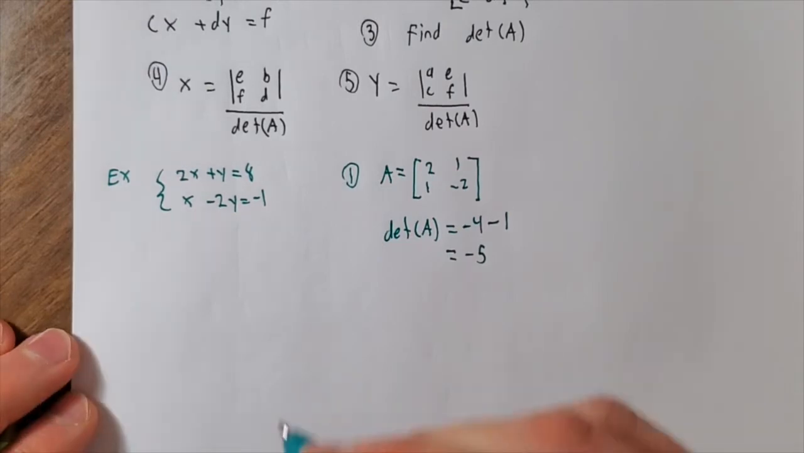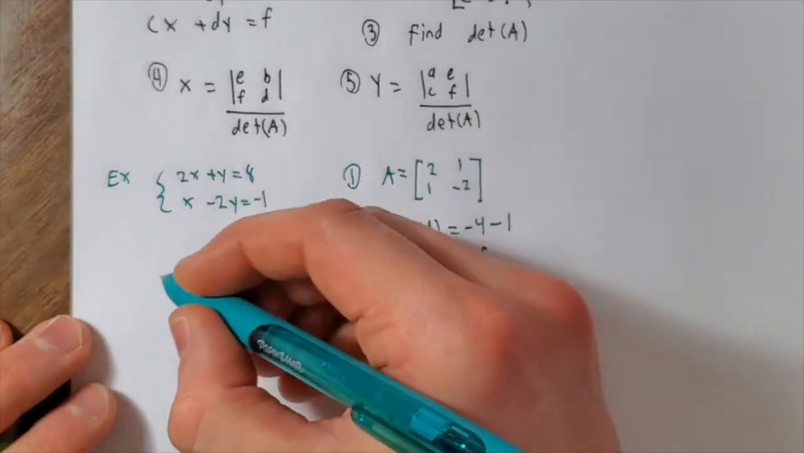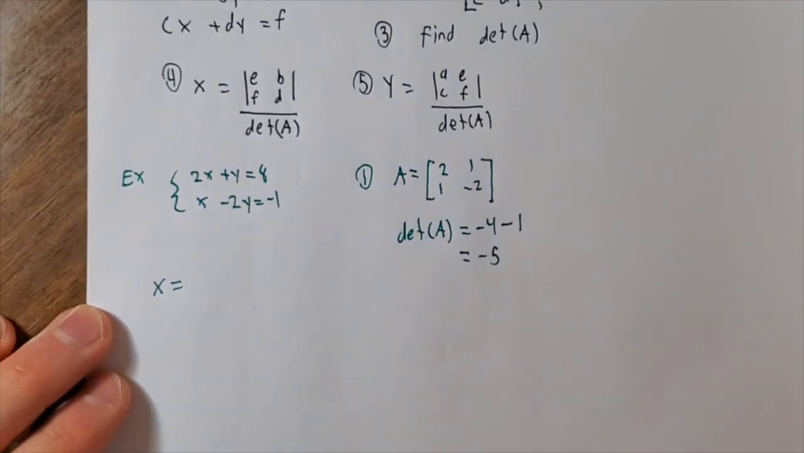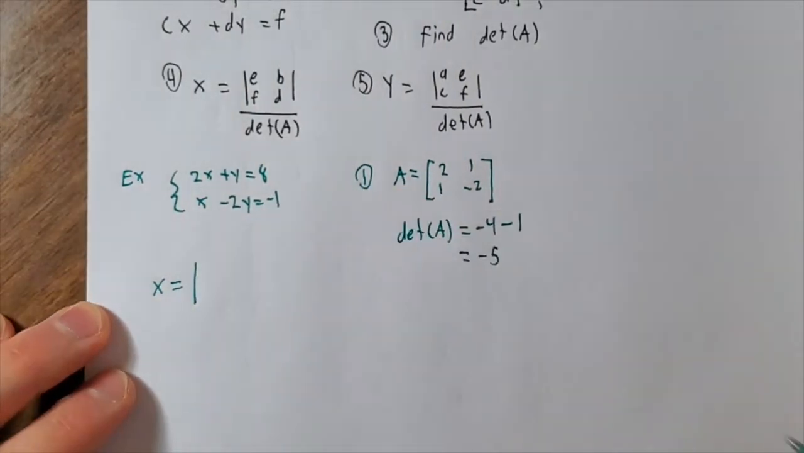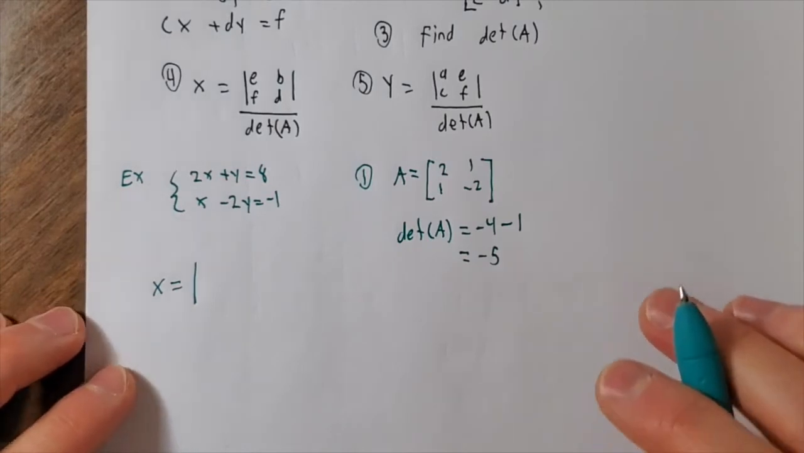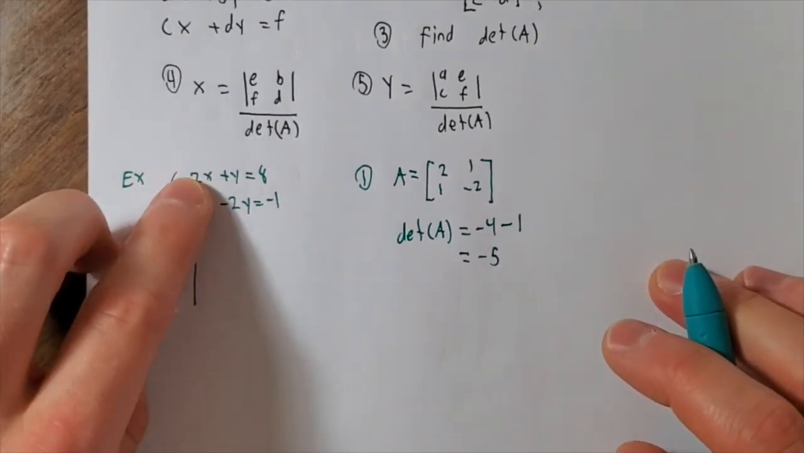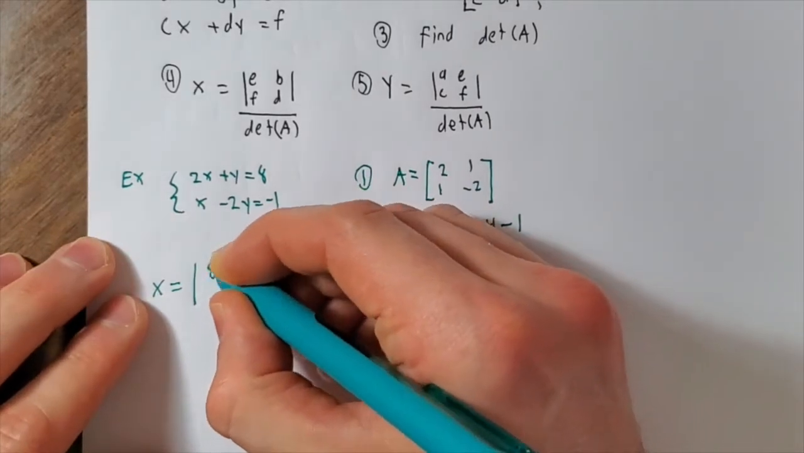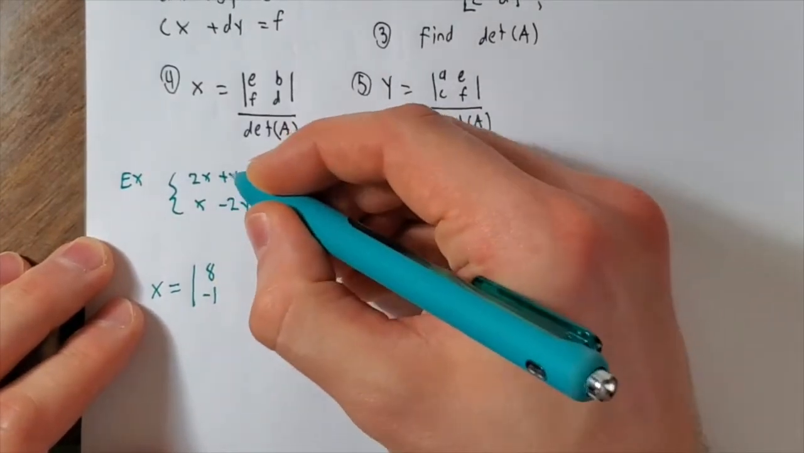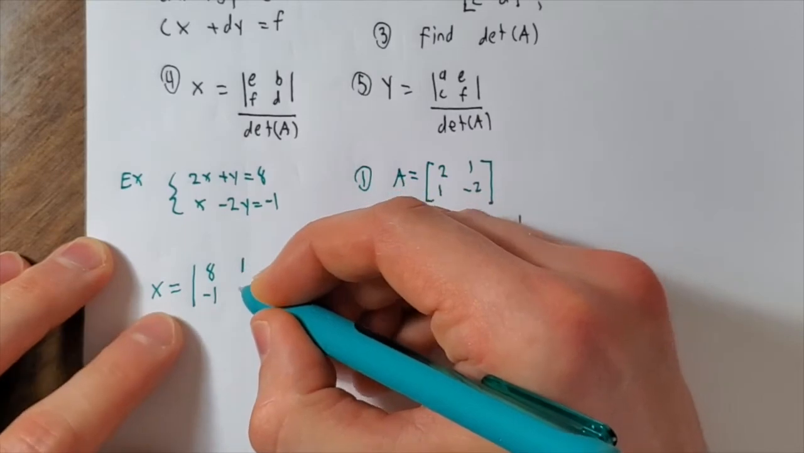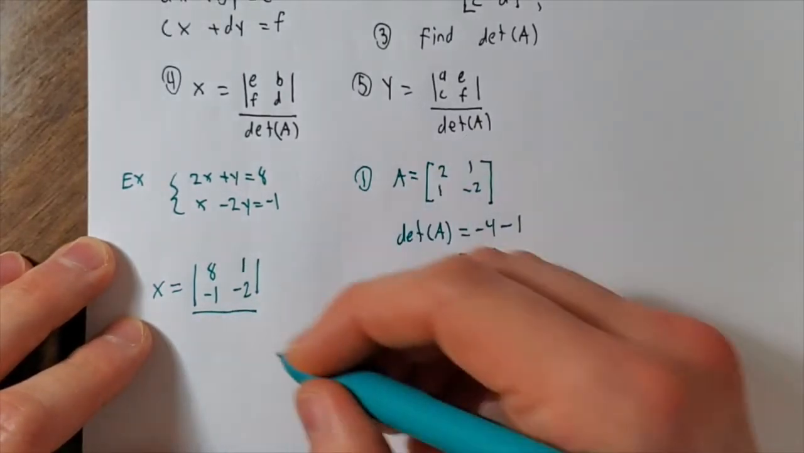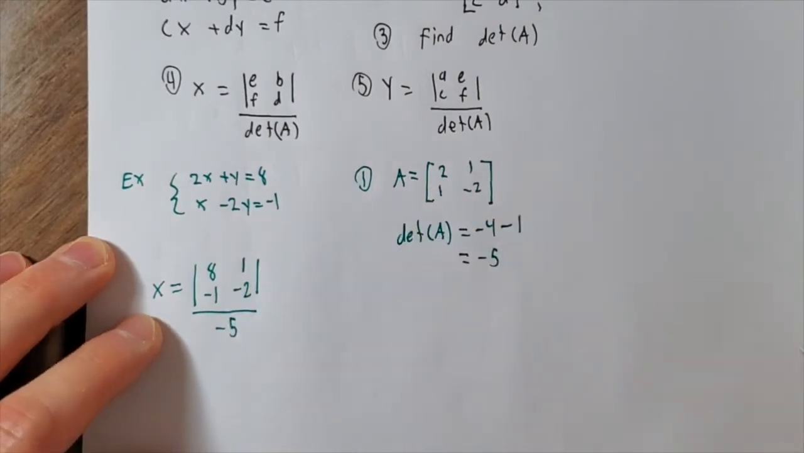Now we can take our variables x and y and solve for them. So let's make our new determinant matrix here, where we're just going to swap in, instead of our 2 and 1 for our x column, we'll take 8 and -1, and then plug back in our y coefficients of 1 and -2. And we're going to put this all over our determinant of -5.